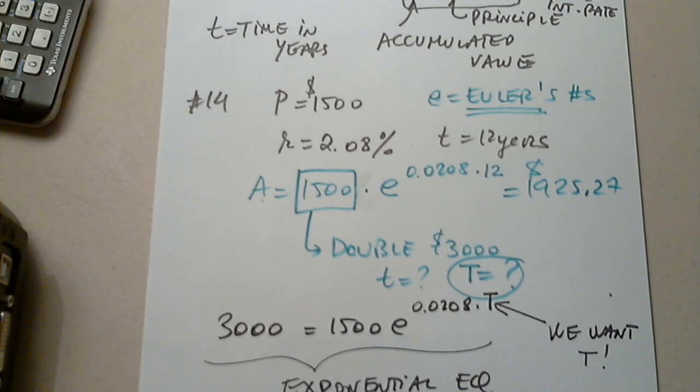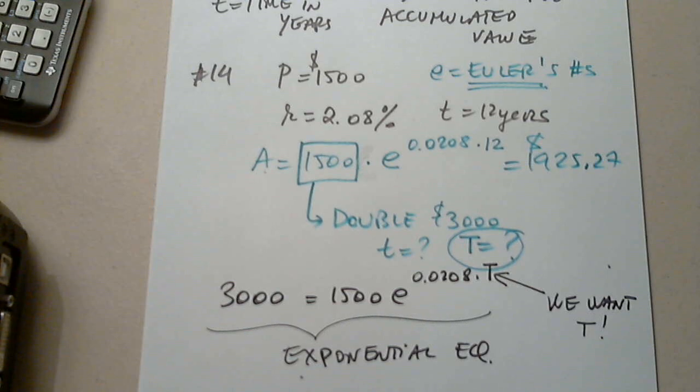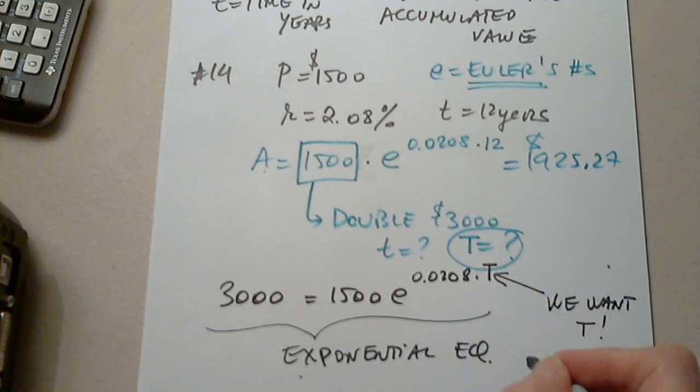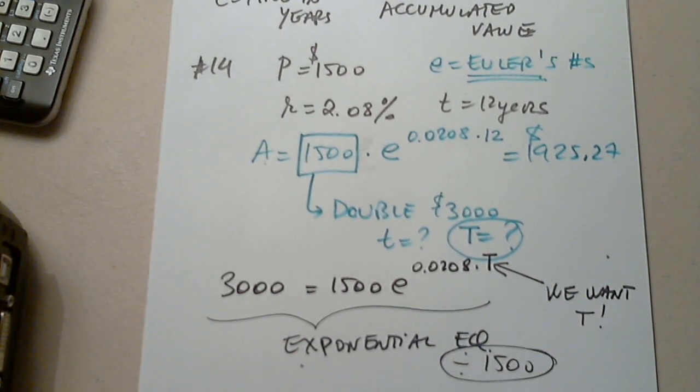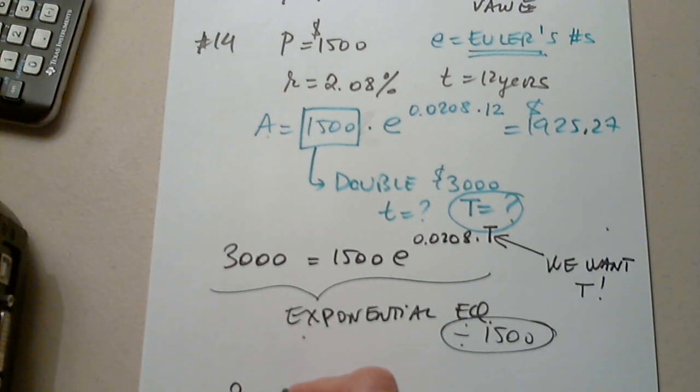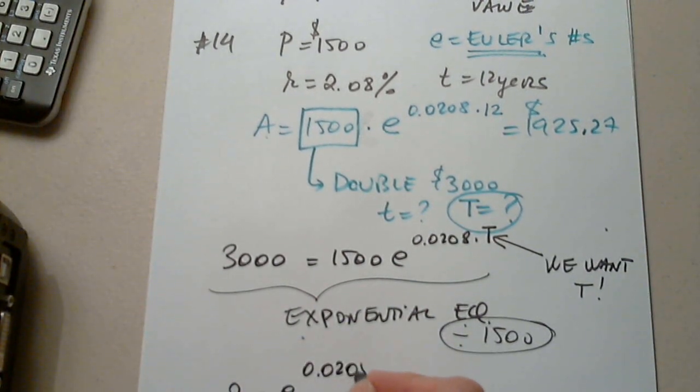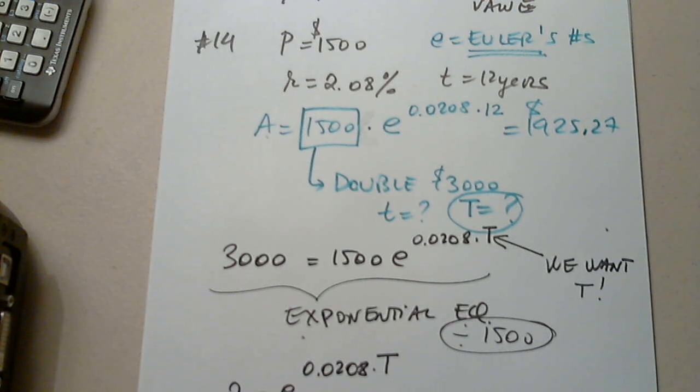Cleaned it up. How do I clean this up? First... Oh, can I divide by 1500? Absolutely. Yes. My first step has to be dividing both sides by 1500. So then this is 2 equals e to 0.0208 times t.